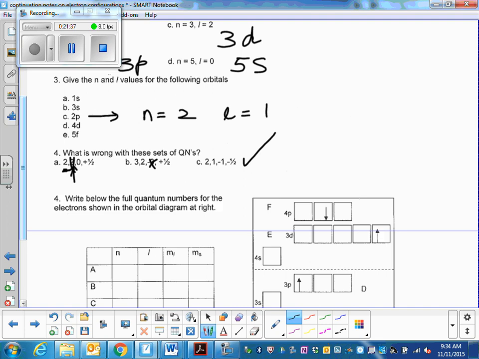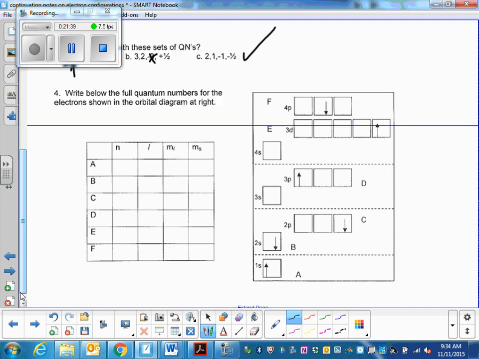Now, let's choose a random one. I'm going to choose this particular electron, E, and write out its 4 quantum numbers. It is in which energy level? 3. So what is my principal quantum number? 3. If it's a d orbital, what is the value of L? 2. What is ML? You can give it as minus 2, minus 1, 0, plus 1, plus 2.